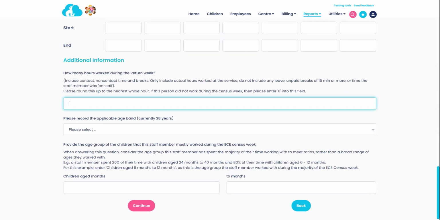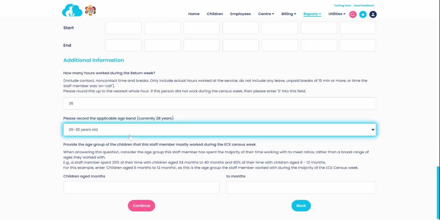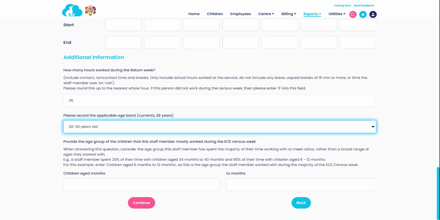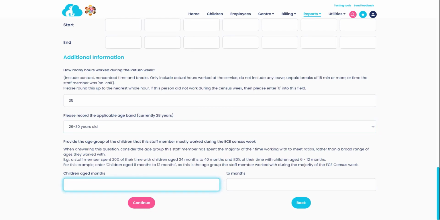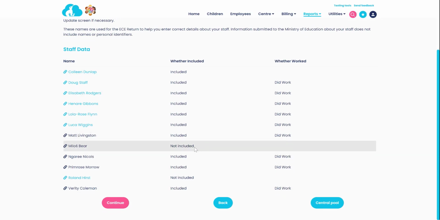How many hours did she work census week? I'm going to say 35. And the age band and the age of the children. I'm going to say this staff member worked with our over 2s all the way up to age 5. Continue. And we now have all of our staff included or not included, as the case may be for some of the staff on here.